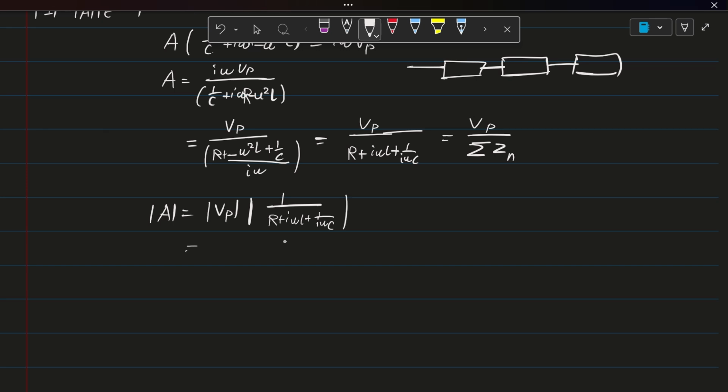And so what you'll get is, this is Vp and this is Ip. Multiply this by the bottom side here, which is 1 over the square root of R squared plus, that's XC, and then that's XC and XL. So what you'll get is the omega L minus 1 over omega C, everything squared.